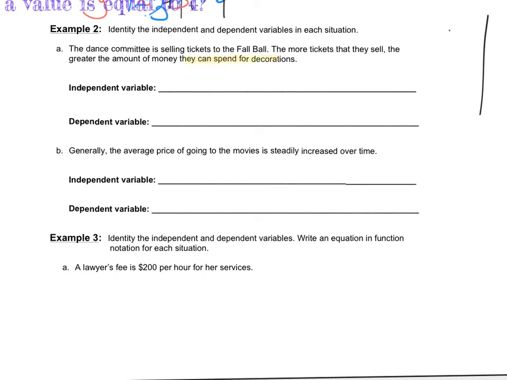The amount of money they can spend on decorations depends on the amount of tickets they sell. So the independent variable is the amount of tickets they sell, or the tickets, and the dependent variable is the amount of money they can spend on decorations.